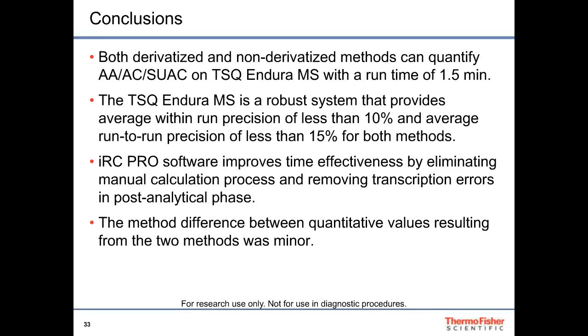In conclusion, the flow injection analysis of dried blood spots for measuring various amino acids, acylcarnitines, and succinylacetone can be done reliably without derivatization using the TSQ Endura tandem mass spectrometer. Also, our software tool IRC Pro improves the time effectiveness by eliminating manual calculation processes and removing transcription errors. The method differences between quantitative values resulting from the two methods, derivatized versus non-derivatized, were minor. So it does show very clearly that using the highly sensitive TSQ Endura, we don't have to derivatize.